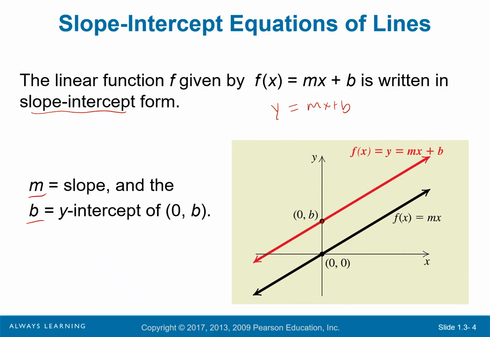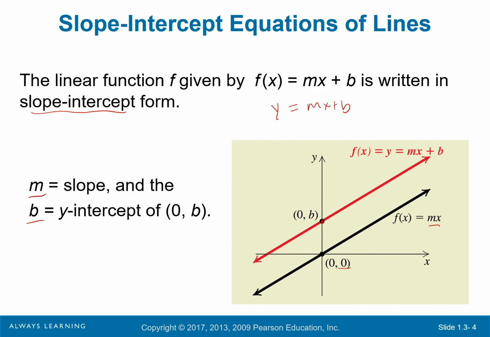And notice y-intercepts are points, right? 0, comma b. So it's the y value of your y-intercept. So where on the y-axis does it cross that line? And if there's no y-intercept, it's f of x equals m times x. It goes right through the origin. Hasn't moved up or down at all.